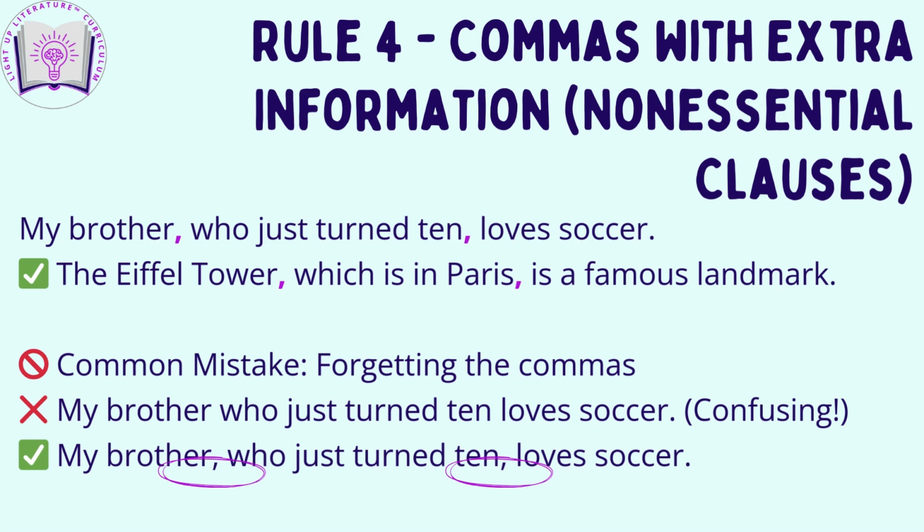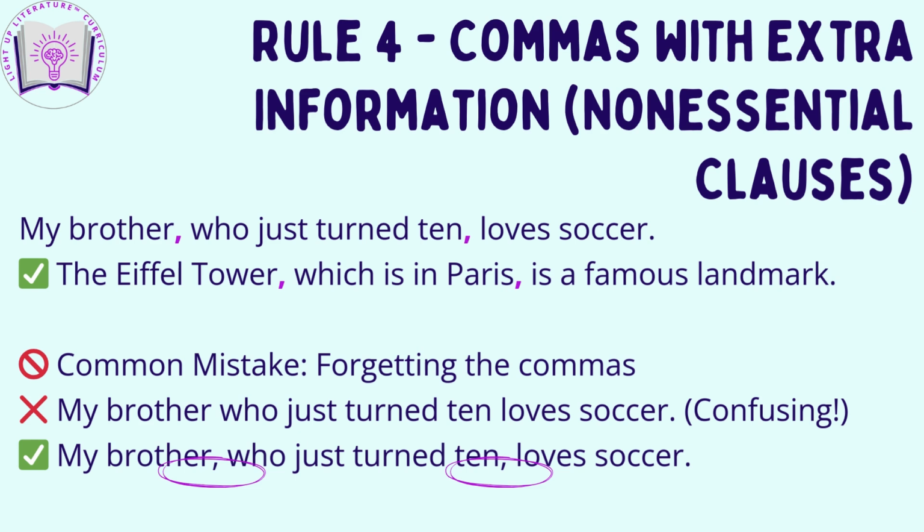We don't need it. The Eiffel Tower, comma, which is in Paris, comma, is a famous landmark. All right, well, if we toss out "which is in Paris," chunk it, the Eiffel Tower is a famous landmark. Perfect. We make sense. We're not missing any information to understand that the Eiffel Tower is a famous landmark. So that is set off perfectly with commas.